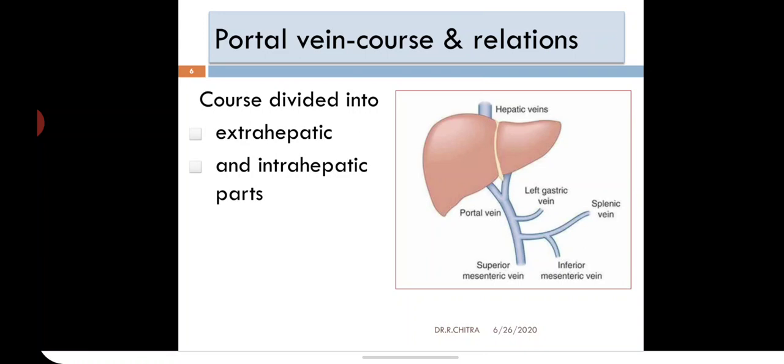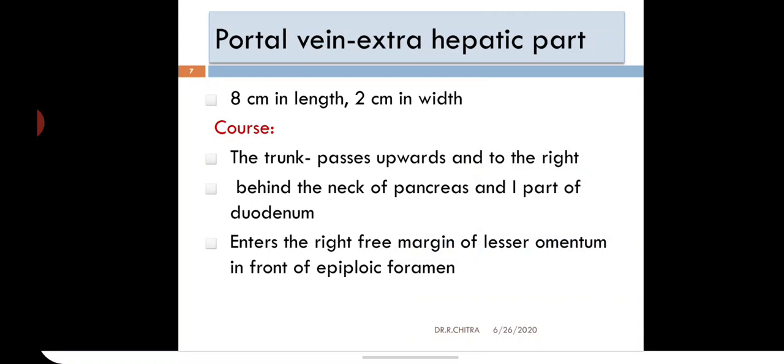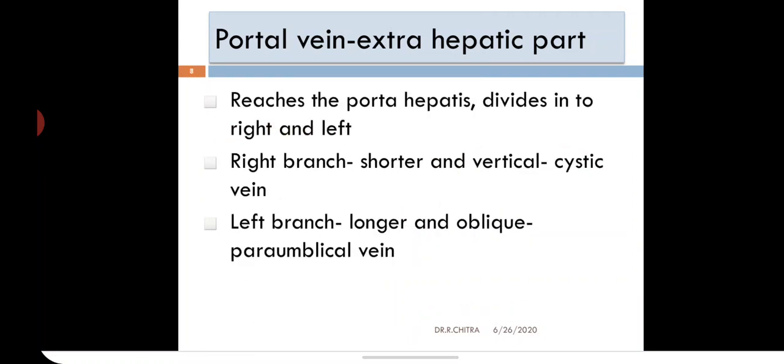Now we will see the relations of this extrahepatic part. Again the same: 8 centimeters in length, 2 centimeters in width. Its course is behind the neck of the pancreas and the first part of the duodenum, to run in the right free margin of the lesser omentum, in front of the epiploic foramen. It reaches the porta hepatis and divides into right and left. The right branch receives the cystic vein, the left branch receives the paraumbilical vein.